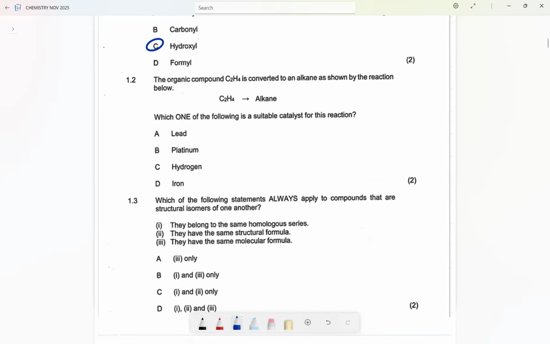And then the organic compound C4 is converted to an alkane as shown in the reaction below. So this one takes place like that. From an alkene to an alkane, it means this is hydrogenation. And a hydrogenation reaction occurs in the presence of a suitable catalyst called what? It can be platinum, nickel, or palladium, between the three.